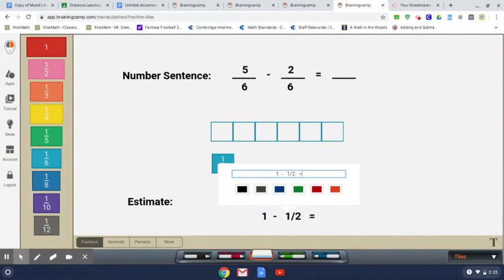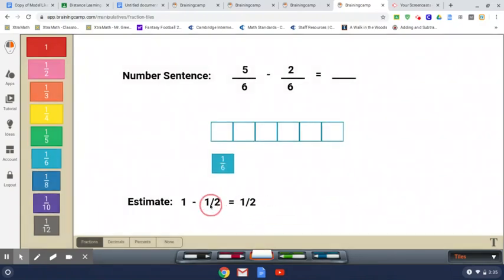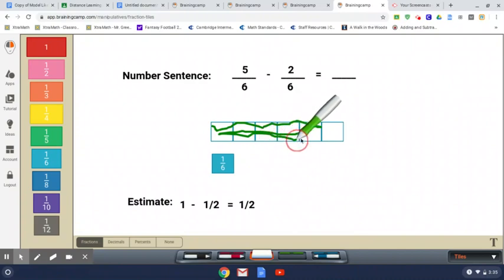So that's going to equal about a half when we're done subtracting. So when we're done subtracting, we should have close to a half. Looking at our estimate, one whole object minus a half gives us a half left. So we're going to start with 5/6. We're going to shade that in. So I'm going to count over 5 out of the 6. I'm going to shade those.